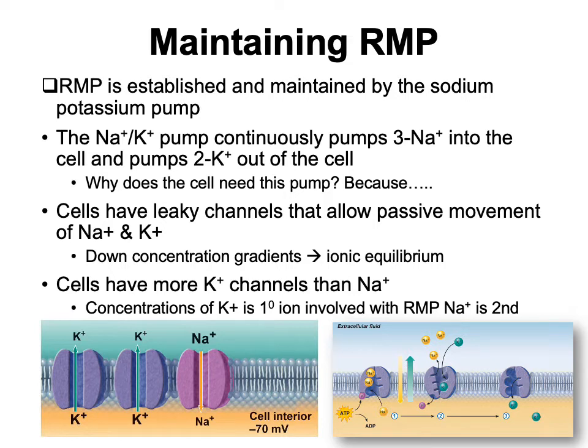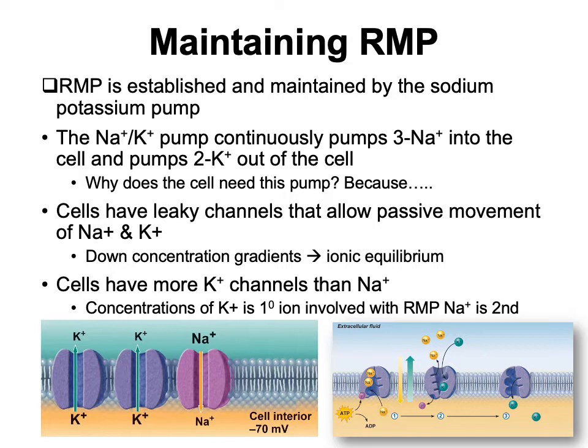However, as long as the sodium-potassium pump is working, they'll never reach equilibrium because it's always pumping those same ions against their concentration gradient. This constant movement of ions is essential for maintaining that negative 70 millivolt resting membrane potential.